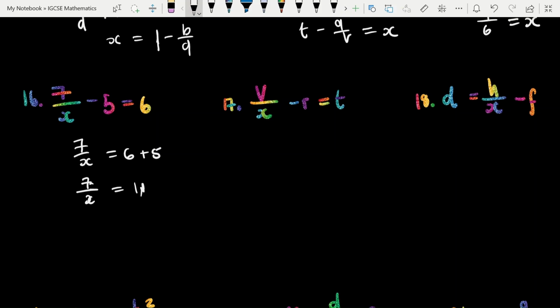Okay, I take it from the denominator to the other side. So 7 is equal to 11x. Then to make x the subject, I take 11 to the other side. 7 over 11 is equal to x. Done.